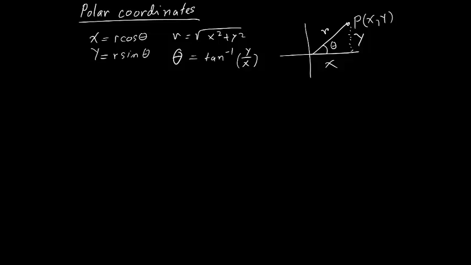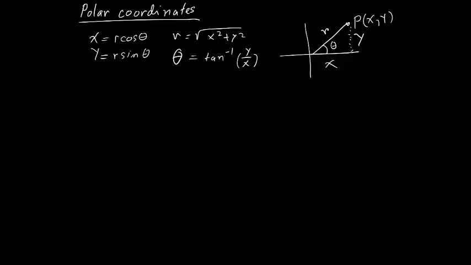So in this section, I just need to know x equals r cosine theta, y equals r sine theta. Now when you square and add, you will see x squared plus y squared equals r squared cosine squared theta plus r squared sine squared theta. And then if you factor out r squared, cosine squared theta plus sine squared theta will be 1.